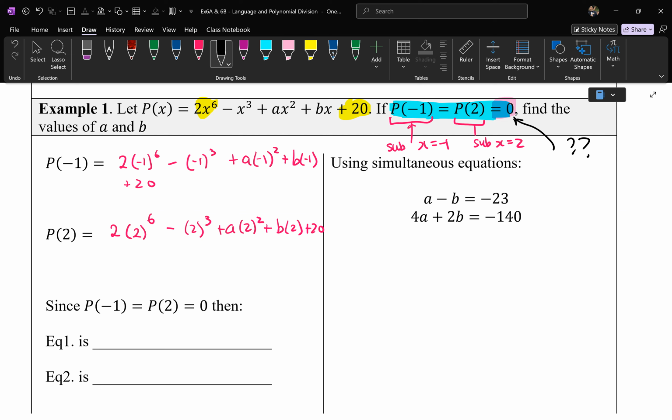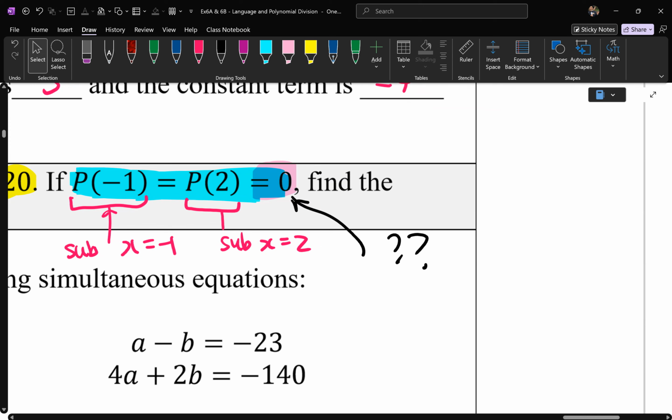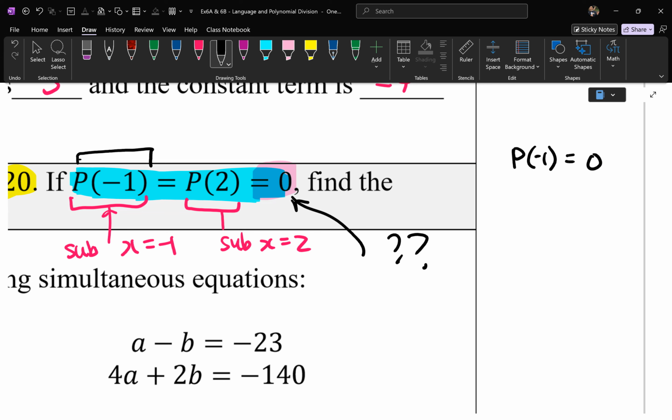It is the x-intercepts. And the x-intercepts occur when y equals 0. And what you might not realize is this. When you say p of negative 1 equals 0, what you're saying is sub x equals negative 1 and the result, remember the result is the y values. Because whatever the function is, the function will have an answer. This is actually just saying y equals 0.